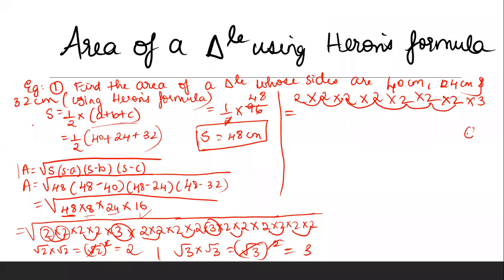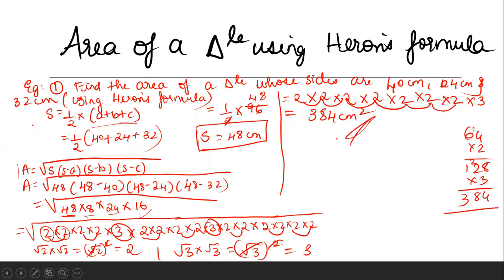Sixty-four twos are 128, 128 threes are 384. Yeah, that's what I was thinking. So this is equal to 384 centimeter square. So this is your area.